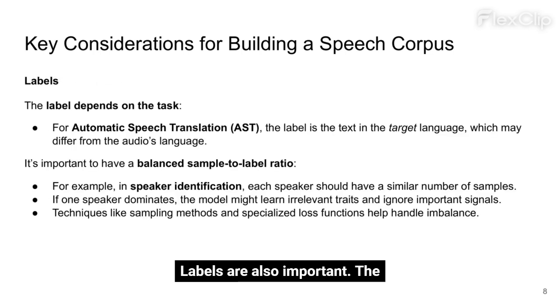Labels are also important. The specific label depends on the task. For automatic speech translation, the label is the text in the target language, which may differ from the audio's language.